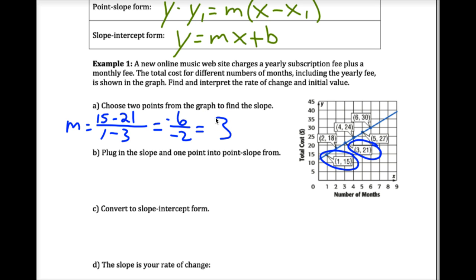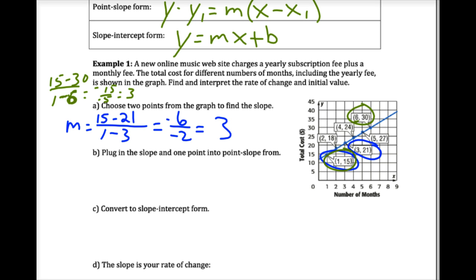Raise your hand if you got a slope of 3. Did anybody not get a slope of 3? What'd you get? I did 15 minus 30 and 1 minus 5. I got 15 over 4. Use 6 instead of 5. 1 minus 6, which will give you negative 15 over negative 5, which does reduce down to 3. Did everybody get 3? Yes.